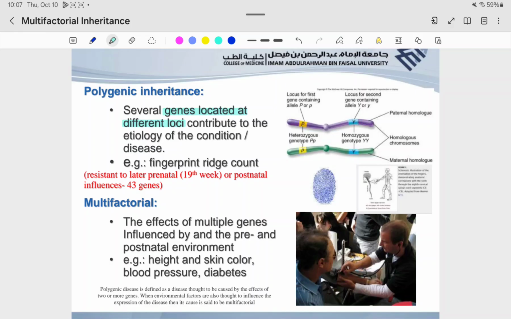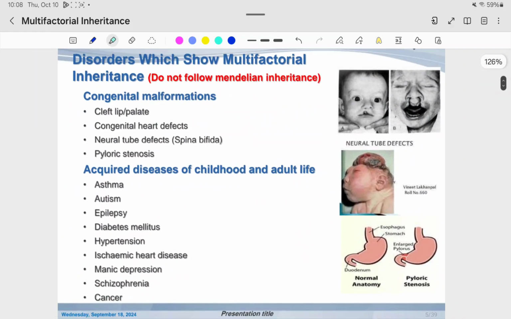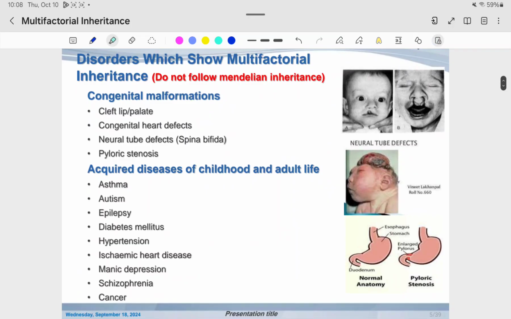Disorders which show multifactorial inheritance do not follow Mendelian inheritance. Remember? They do not follow Mendelian. Cleft lip and palate, congenital heart defect, spina bifida, pyloric stenosis, asthma, autism, epilepsy, diabetes, hypertension, ischemic heart disease, manic depression, schizophrenia, and cancer.